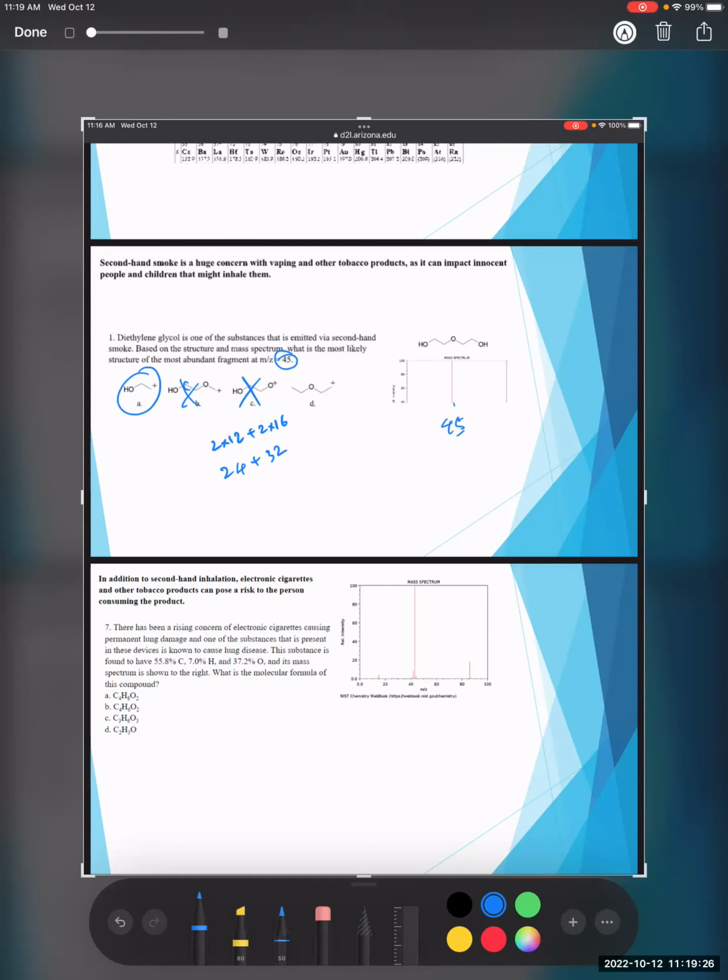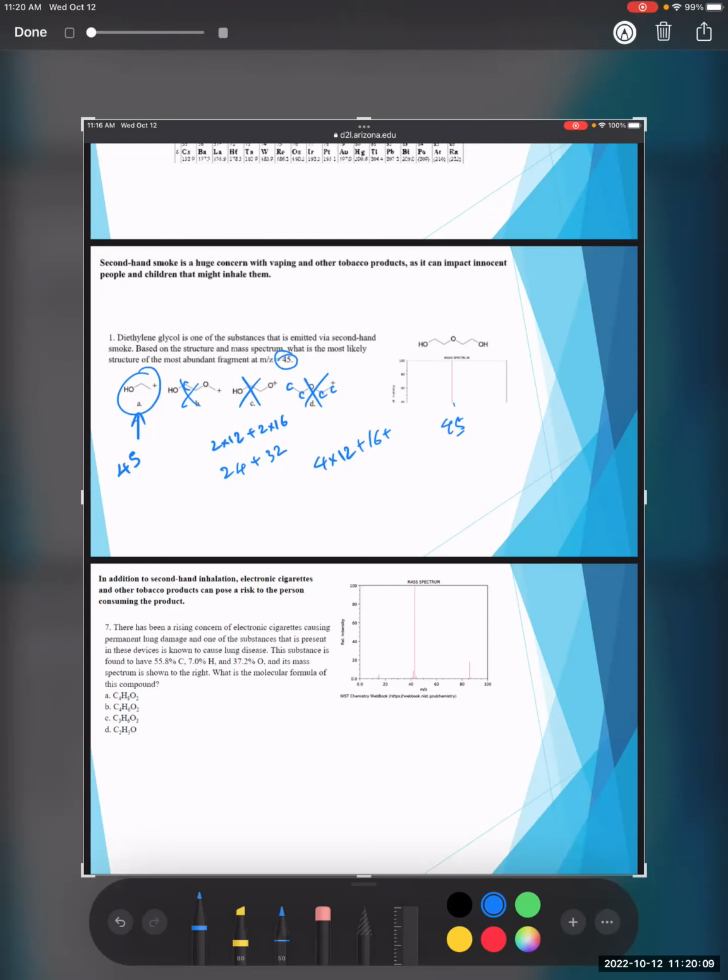Now, in option D, we see that we have 1, 2, 3, 4 carbons, 4 times 12, which is 48, plus we have 16, and plus we have hydrogens. So 4 times 12 is 48 already, which is more than 45. Therefore, option D cannot be our answer. Therefore, the correct answer is option A. Now, that's how we do that problem. So the correct answer is this one over here, which has a mass of 45 in atomic mass units.